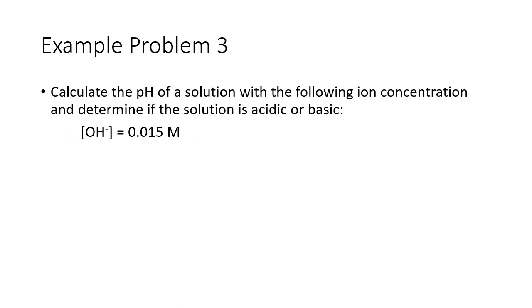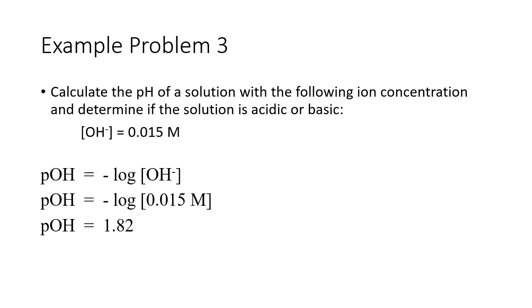Now let's try an example problem using pOH. This one says, calculate the pH of a solution with the following ion concentration and determine if the solution is acidic or basic. OH minus equals 0.015 molar. So we want to start by writing down our equation, which is pOH equals the negative log of OH minus. We'll plug that in, and we'll calculate that to 1.82 pOH.